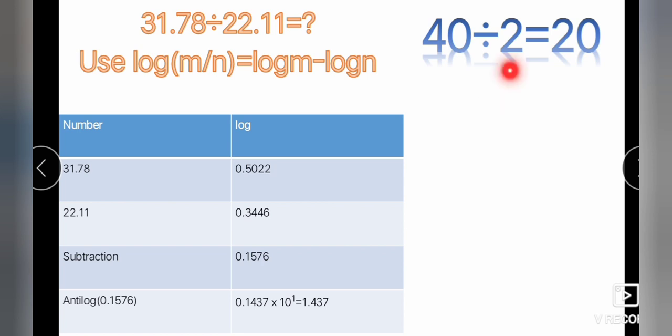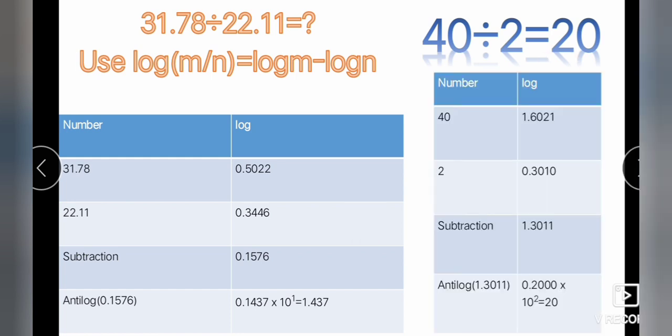Try this. 40 upon 2. 40 divided by 2 is 20. You can check the logarithmic rules. The numbers are 40 and 2. See the log of these two, subtract the logs and see the antilog of this. The antilog of this subtraction will be the division, 20.